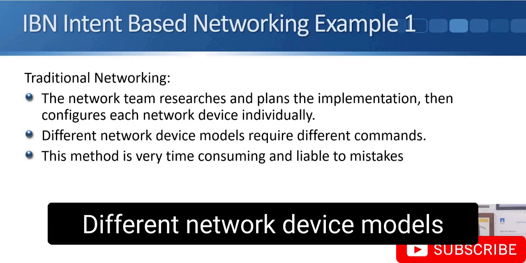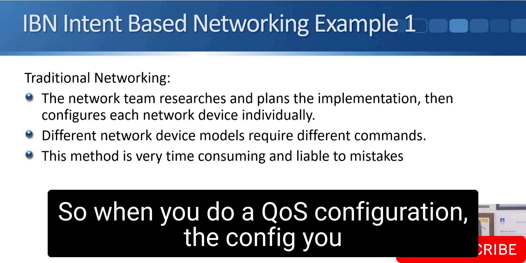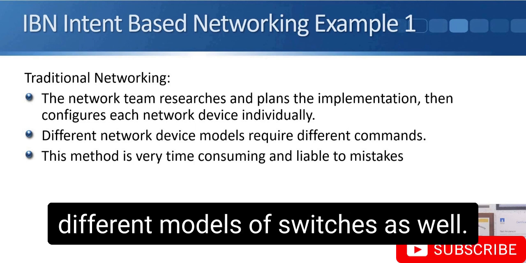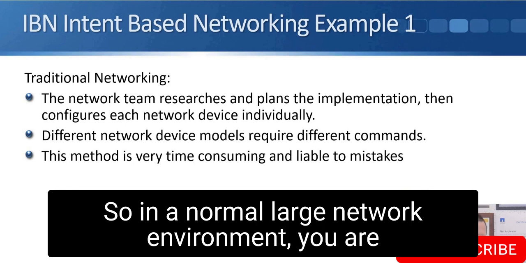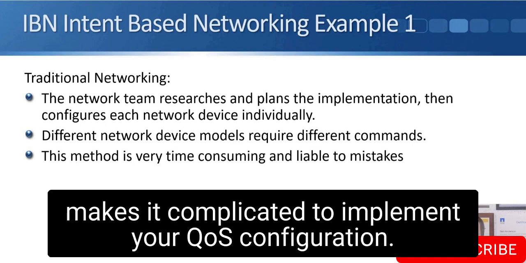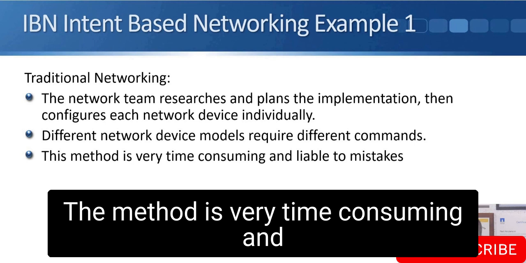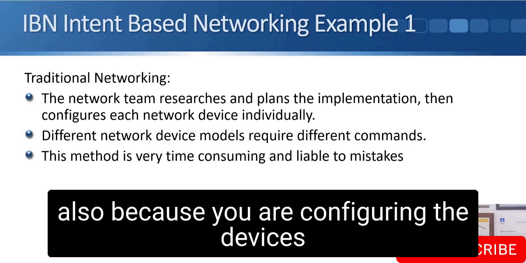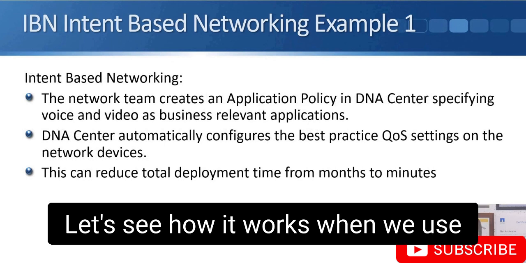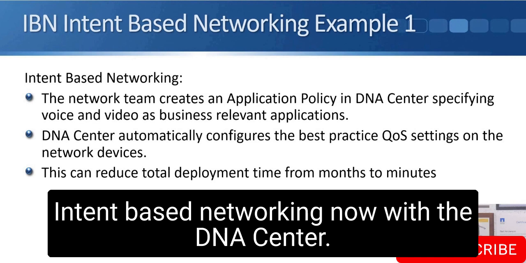Different network device models require different commands. So when you do a QoS configuration, the config you do is different on routers than it is on switches. And also it can be different on different models of switches as well. So in a normal large network environment, you are going to have different models of equipment, and this makes it complicated to implement your QoS configuration. The method is very time consuming, and also because you are configuring the devices one by one, it's liable to mistakes. Let's see how it works when we use intent-based networking now with the DNA Center.